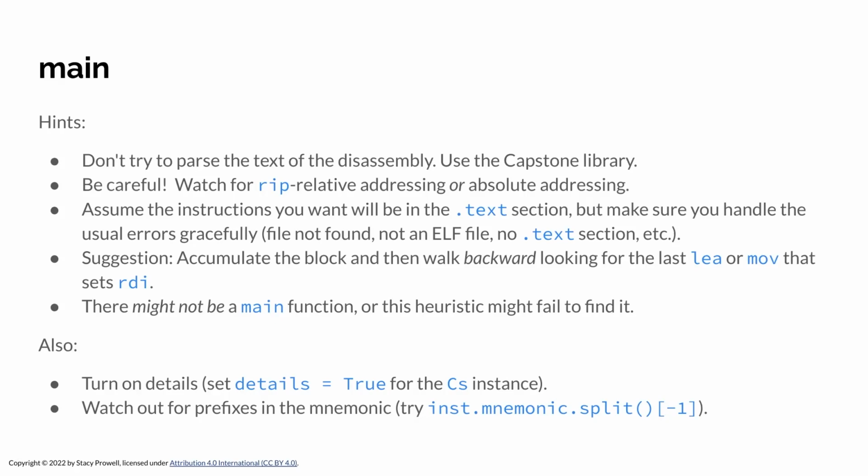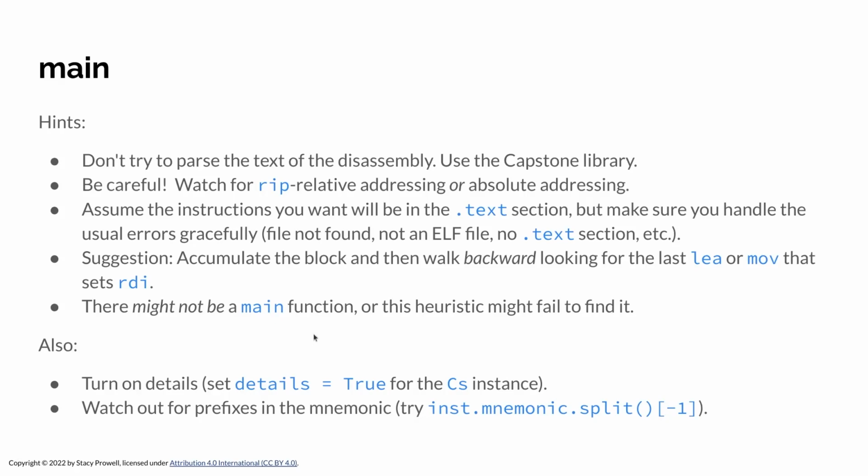So for this all to work, you need to turn on details in your Capstone instance. So when you make that little CS object, that will have a details. You'll set it equal to true. So cs.details will be true. Watch out for prefixes on mnemonics. That happens sometimes. You've probably seen that in some disassemblies. Sometimes you have a little prefix in front of it. How do you ignore prefixes?